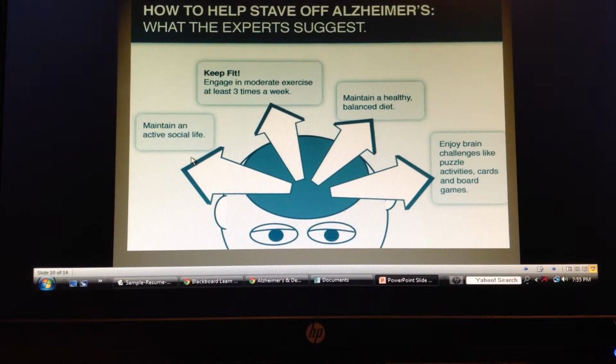We will return from her speech to talk about the prevention, and that would be maintain an active social life, engage in moderate exercise at least 3 times a week, maintain a healthy, balanced diet, and challenge your brain with activities.